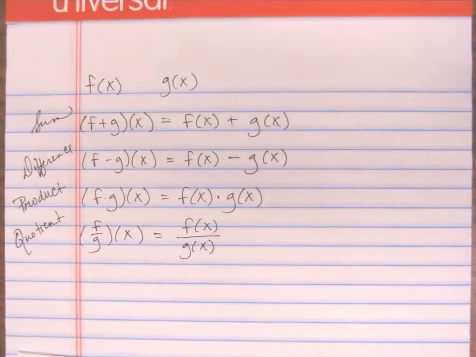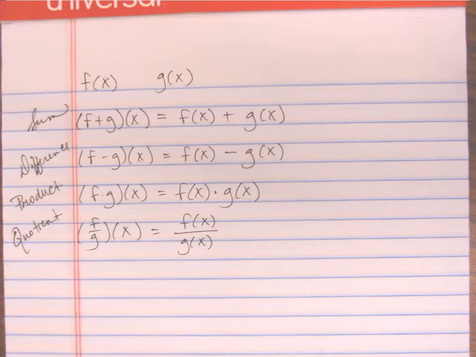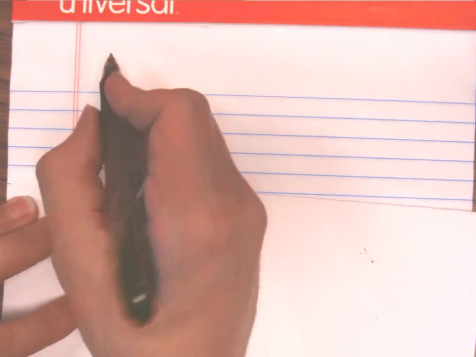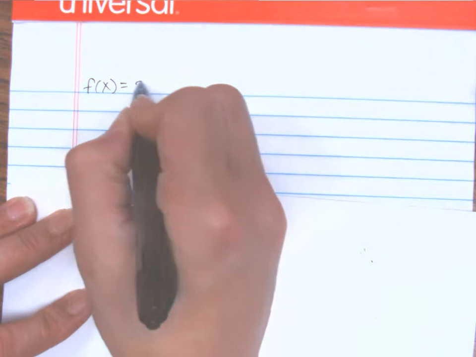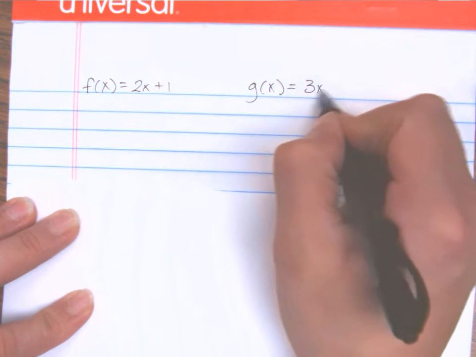Okay, so we're going to look at an example. We're going to go through, we're going to find all four of these new functions, and then we're going to evaluate. Given an x value, what would the result be? Okay. So let's say I'm given the equations f of x equals 2x plus 1 and g of x equals 3x minus 5.